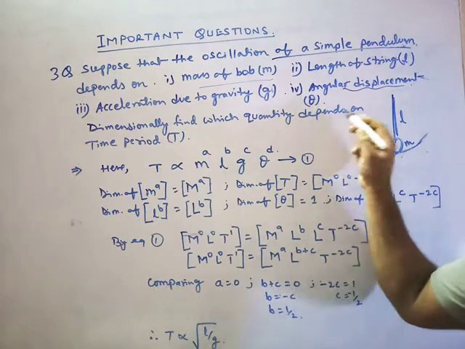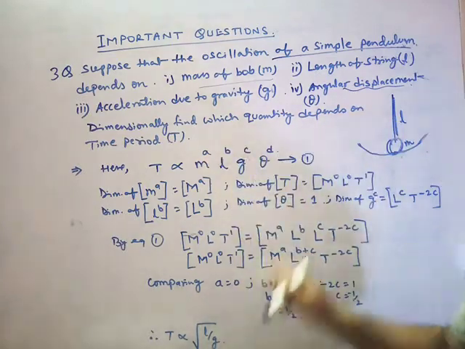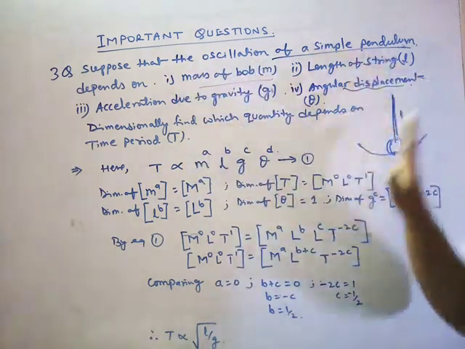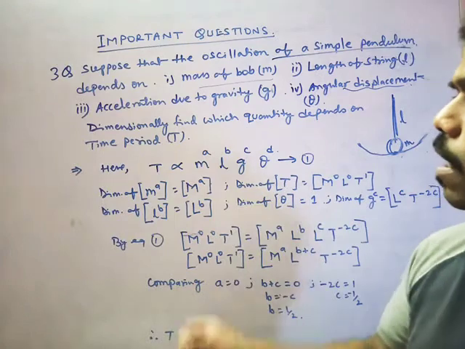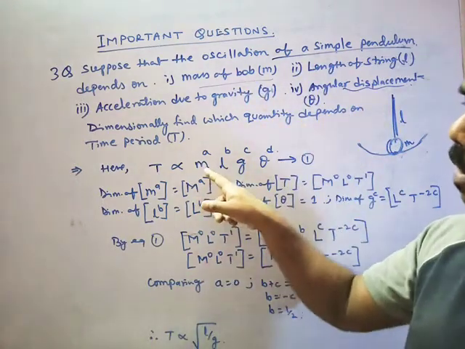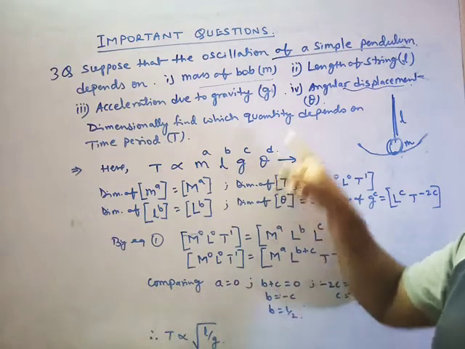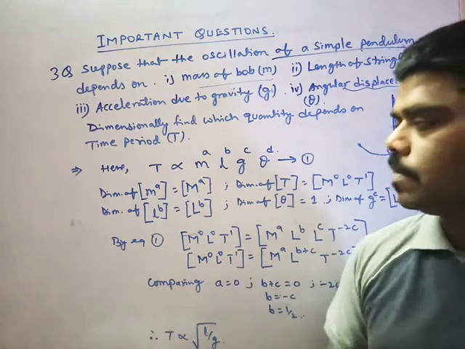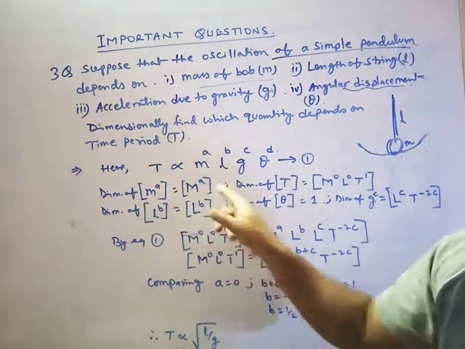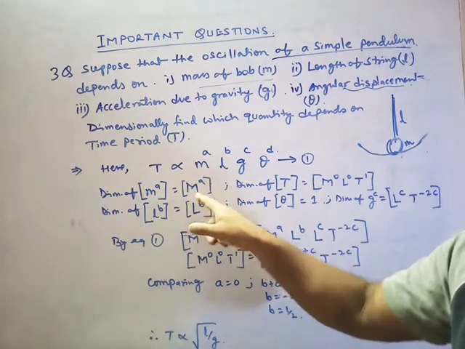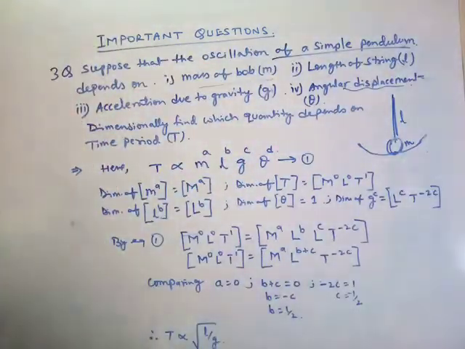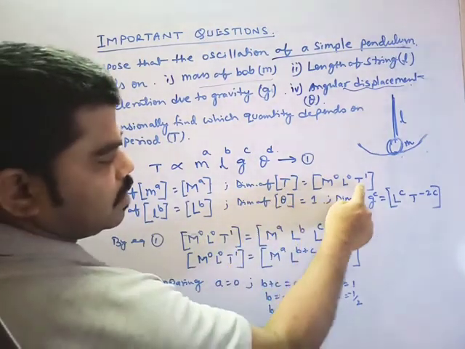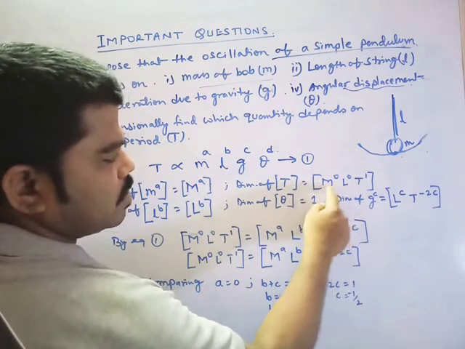Dimensionally find which quantity the time period depends on. So they have asked which quantities the time period depends on. That means the time period depends upon some of these factors. So let's see which ones. First I will write all the physical quantities: mass, length, g, theta. Their powers are A, B, C, D. After that, let me find the dimension of mass first. The dimension of mass is this. Is it clear? Dimension of the mass m, length L. Dimension of time is t only, but m and L have 0 put here.